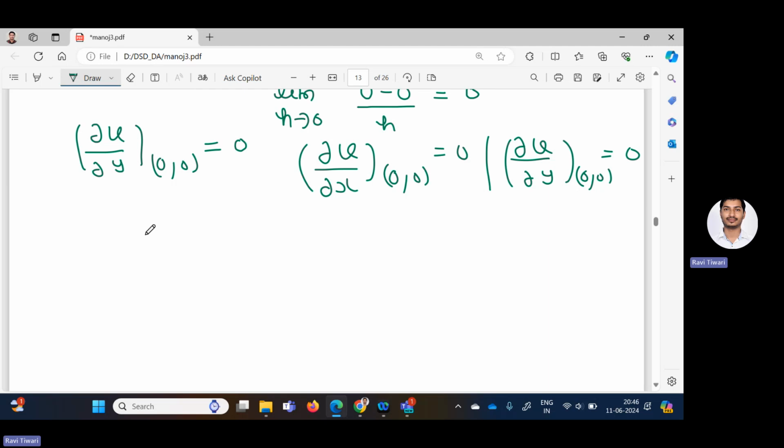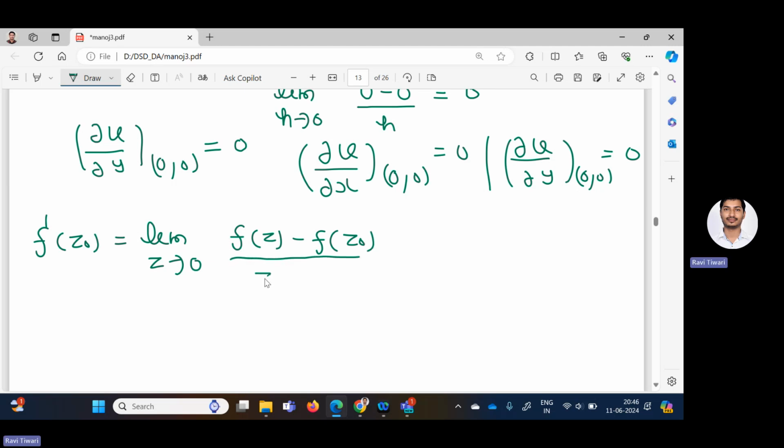So differentiability is what? Limit z tending to z naught, because we have to calculate differentiability at z equal to 0. So f dash z naught equals limit z tends to 0, f of z minus f z naught divided by z minus z naught. So here we can write x tends to 0, y tends to 0.